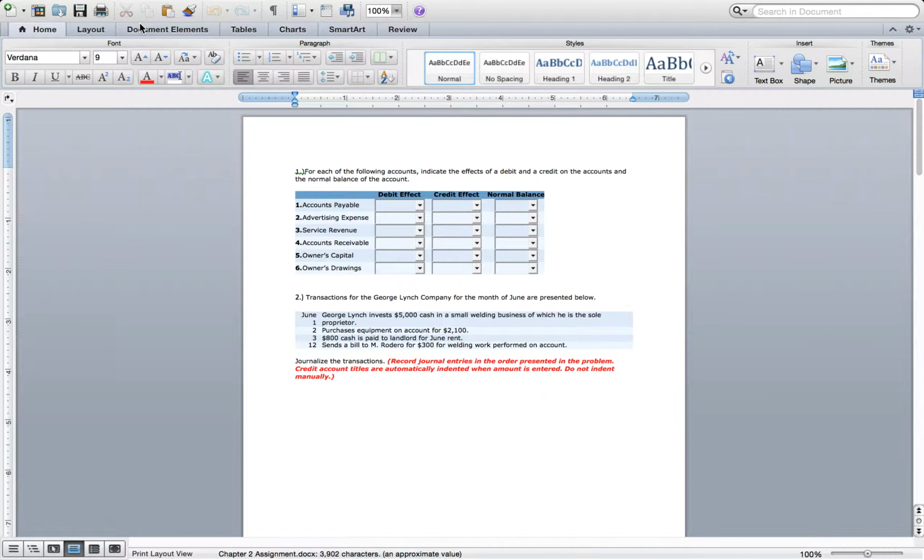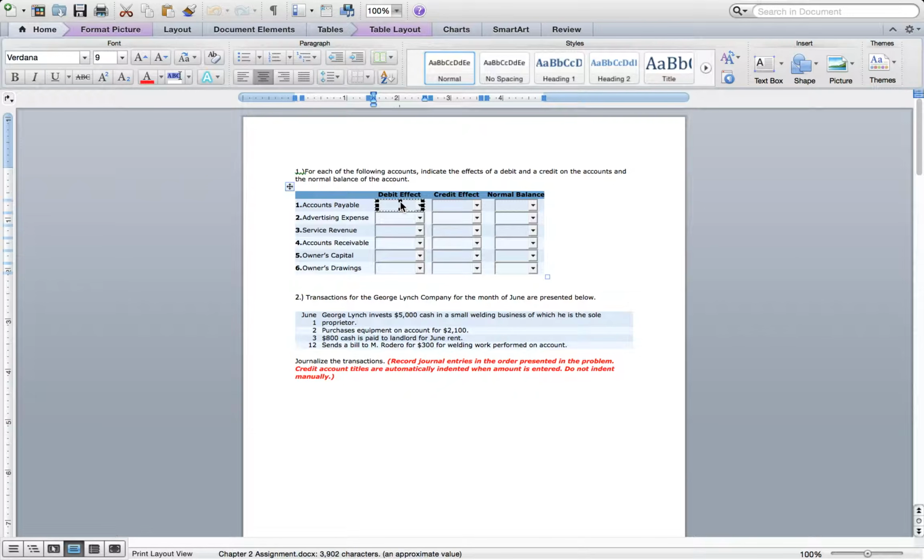For today's video, I'd like to go over Chapter 2's debits and credits. Debits and credits is very important. It'll be the foundation for the rest of this class and for future accounting classes. Let's go to the first problem. The first problem says, for each of the following accounts, indicate the effects of debit and credit and the normal balance.